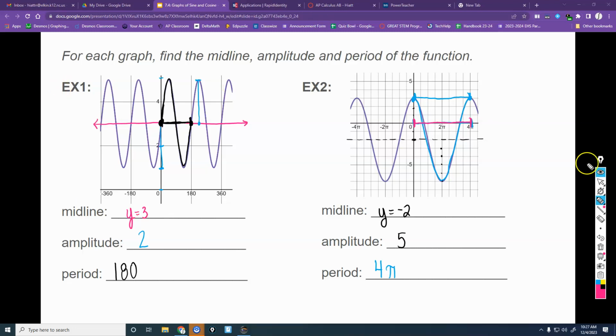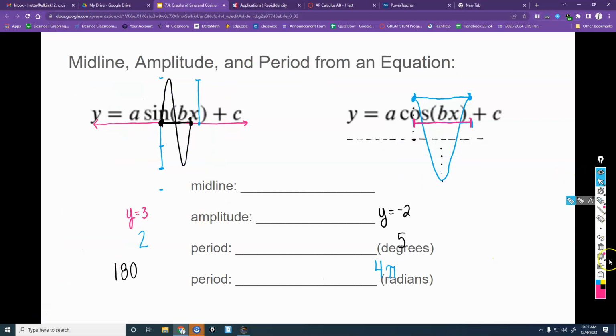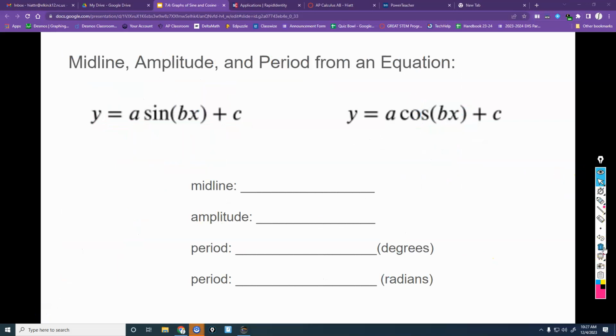Okay, let's move on. Now there are ways to figure this out from the equation rather than from the graph. You certainly can use the graph on pretty much everything, because you can type all of these into Desmos. So you can always use the graph to help you, but a lot of students find it a little bit easier just to look at the equation.